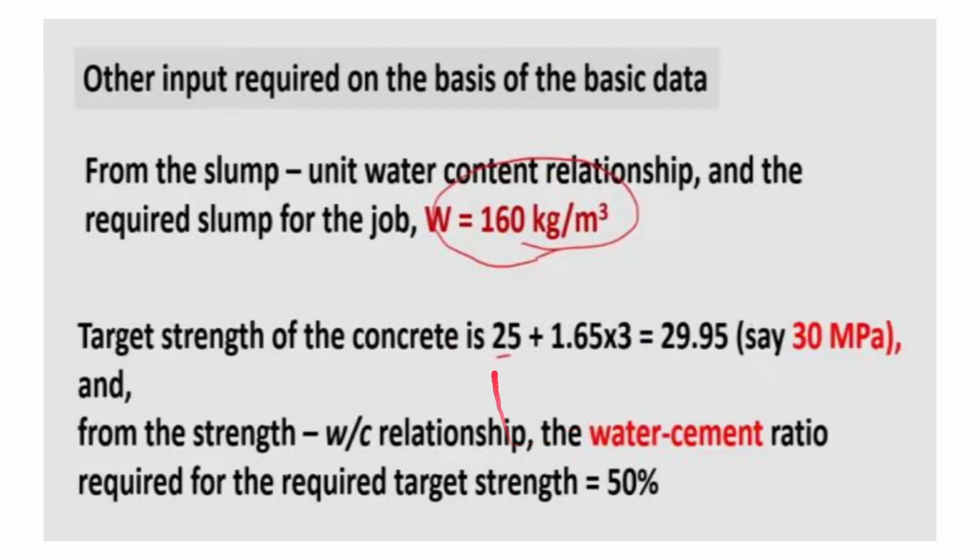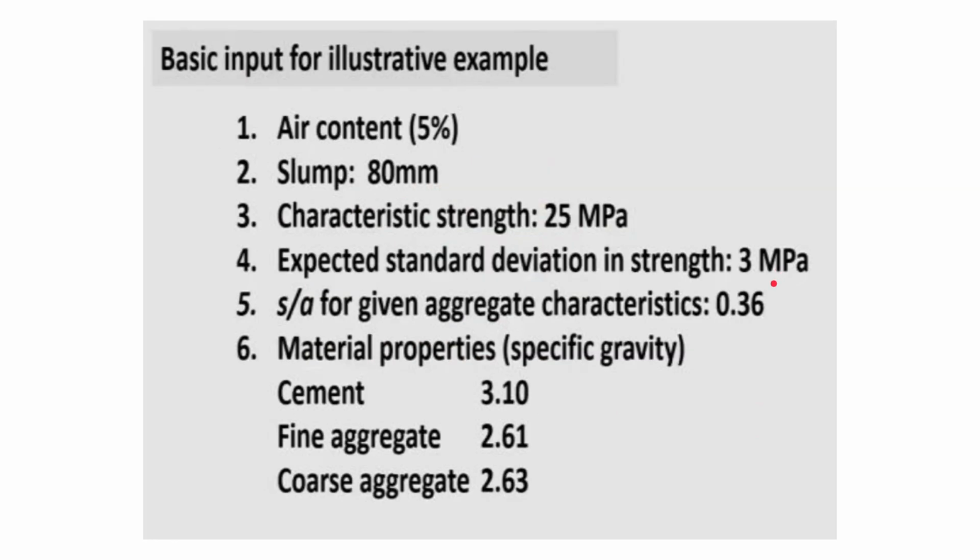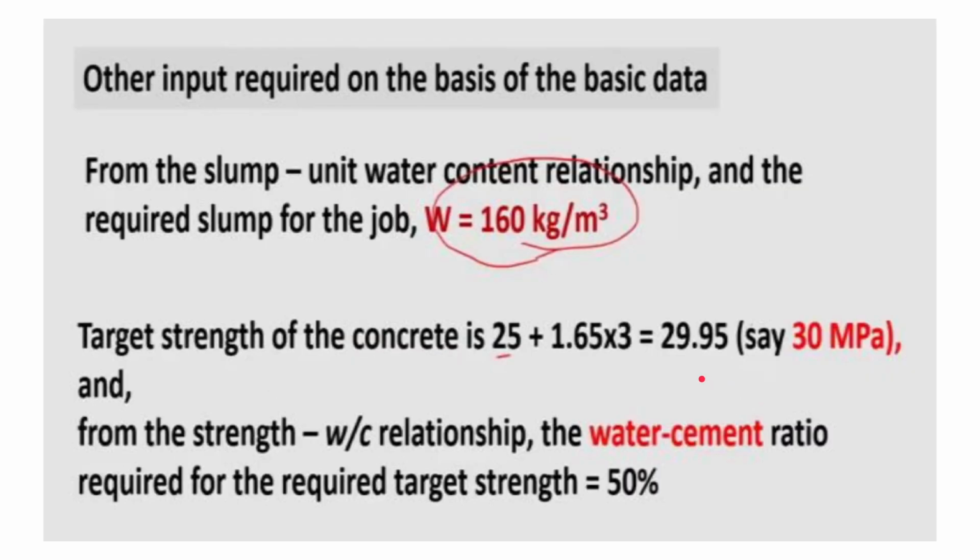Based on the data given, and from the slump unit water content relationship, we can calculate for a slump of 80 mm the water content W to be 160 kg per meter cube, based on certain criteria. Those criteria are available in IS 10262. After that we find the target strength, which is equal to fck plus 1.65 sigma, as we just discussed. So it is 25 plus 1.65 into 3, which is 29.95 or 30 megapascal.